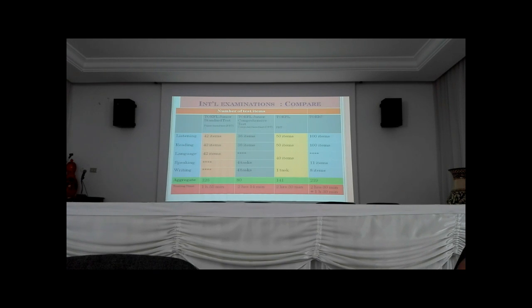For the listening, we have 42 items. Reading, 42 items. Language, 42. All in all, we have something like 126 items for a test that lasts only 1 hour 55 minutes. And by the way, this one is closest to us because those students who take this exam are between the age of 11 up to 16 or 17. So more or less what we have in basic education and secondary education.